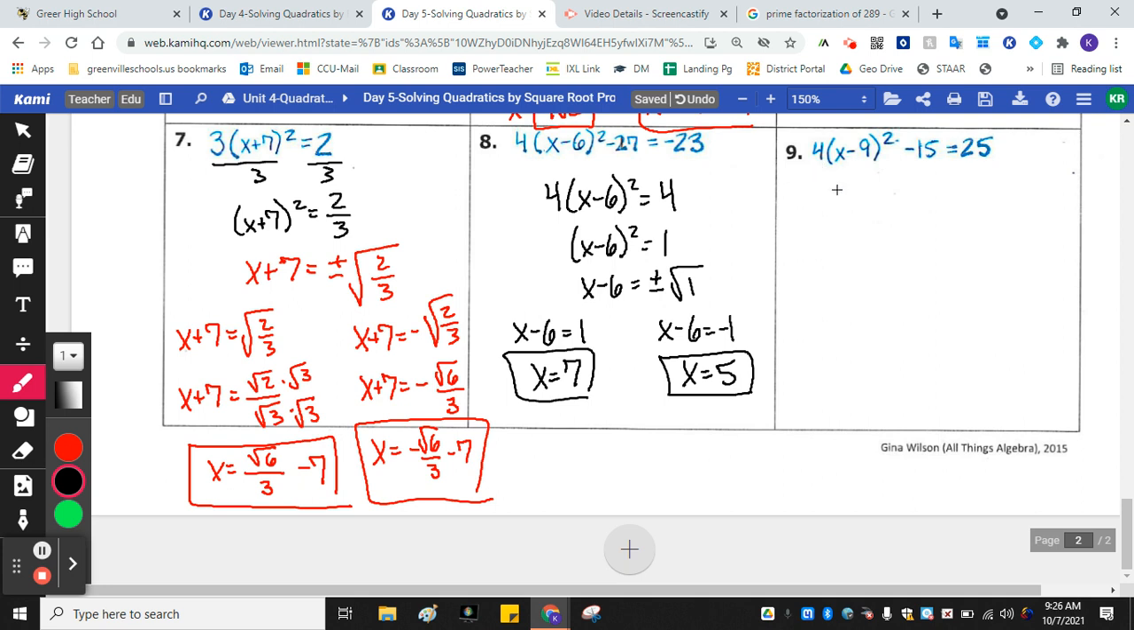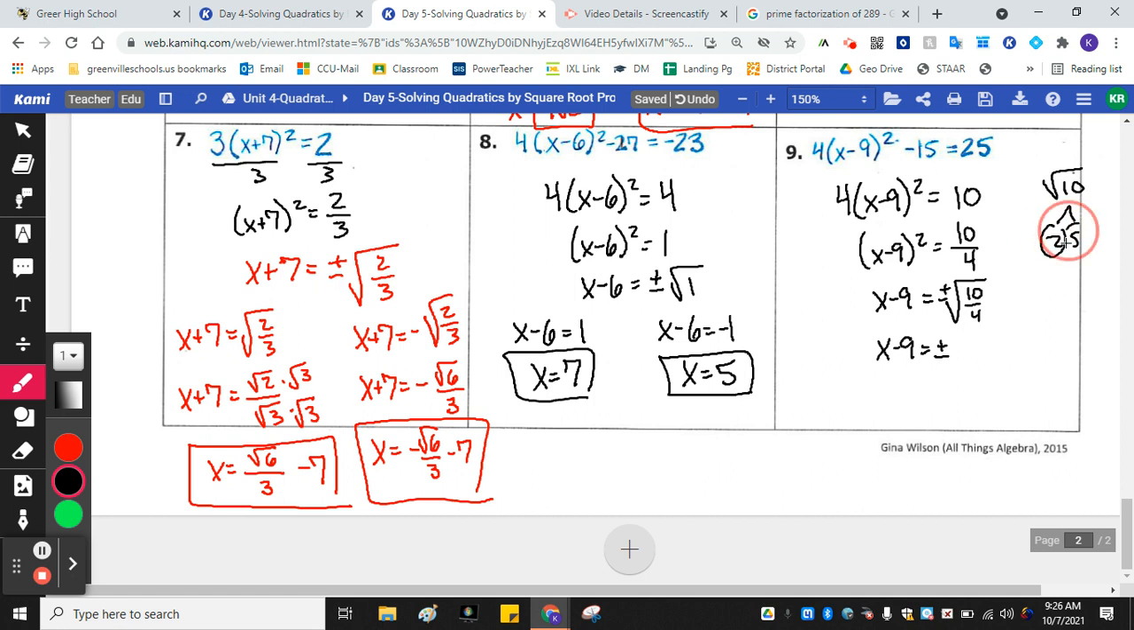Last one. Then you have a Delta Math to go try on your own. 25 minus 15 is 10. Divide over by 4. Take the square root of both sides. Plus or minus 10 over 4. I'm going to go ahead and simplify that before I break it down. Because the square root of 10 is 2 and 5. No group of 2 can come out of that. But you do know the square root of 4, you should know, is 2. So I can take a 2 out.